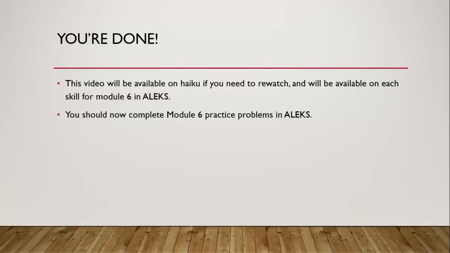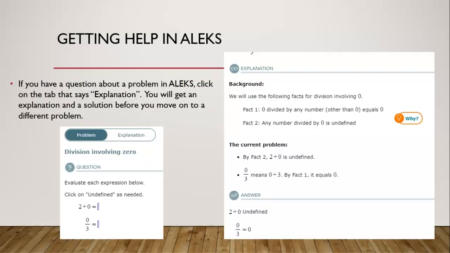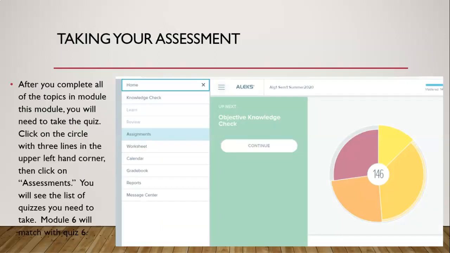And we're going to skip these last ones. You are done. This will be available on Haiku if you need to rewatch, and will be available on each skill for Module 6. You should now complete the Module 6 practice problems in ALEKS. If you have a question about a problem in ALEKS, click on the tab that says Explanation. You'll get an explanation and a solution before you move on to a different problem.